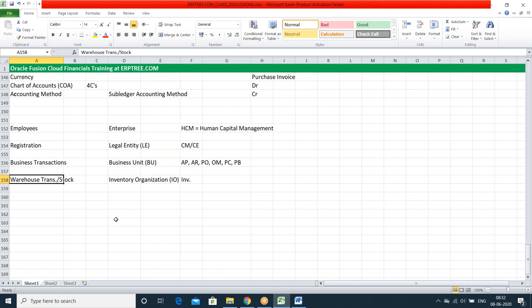To maintain the warehouse transactions and the stock, we use the inventory organization concept. With the help of the inventory application, we can record the warehouse transactions with the inventory organization concept. So this is a very primary classification for the data. Employee data you have to maintain separately with the enterprise concept. Registration data you have to track with the concept called legal entity. Business transactions data you have to create and track within the system with the business unit concept. Warehouse-related transaction data we have to capture with the inventory organization concept. These are the different applications which we use to track separately as per the business requirement.